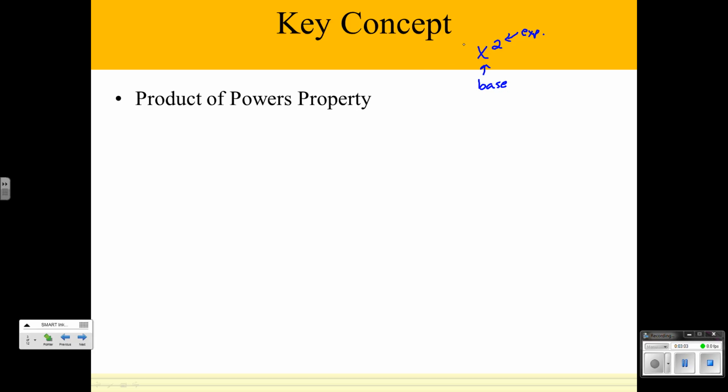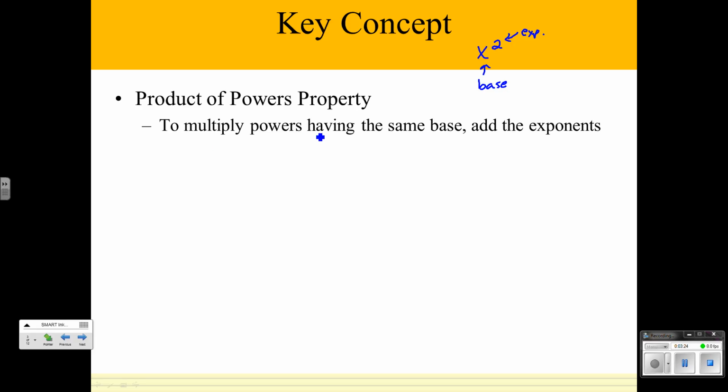So this is the product of powers. In other words, we're going to be multiplying things with exponents in them. And unlike addition, where you can only add or subtract exact like terms, with multiplication, you can multiply anything together. They do not have to be alike. Okay, so to multiply powers, the one thing they do have to have alike is the same base. You can multiply anything, but to add the exponents, you need the same base. Then you would add the exponents.